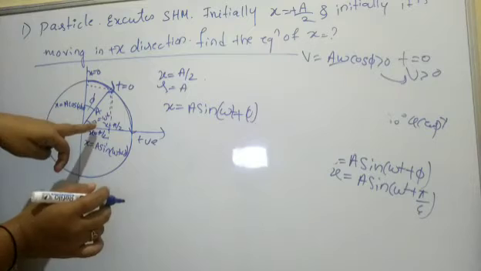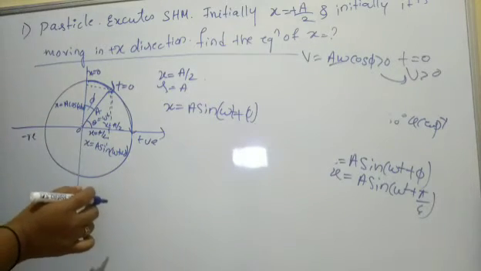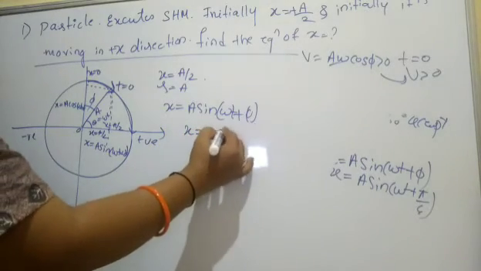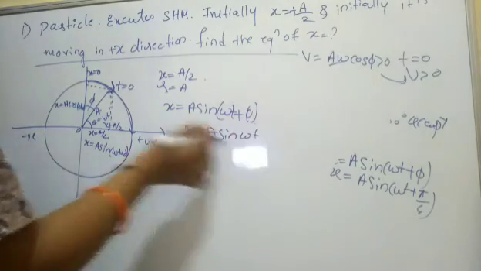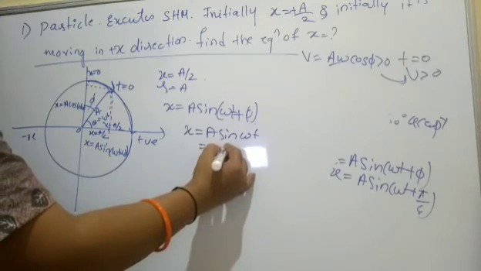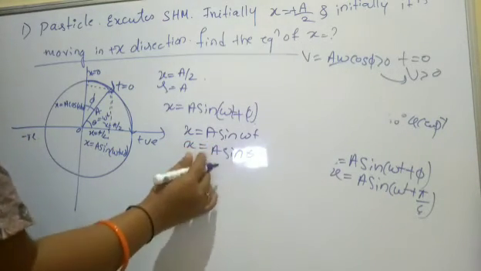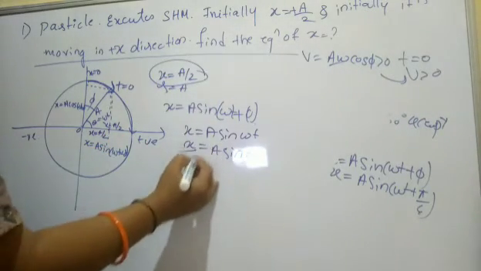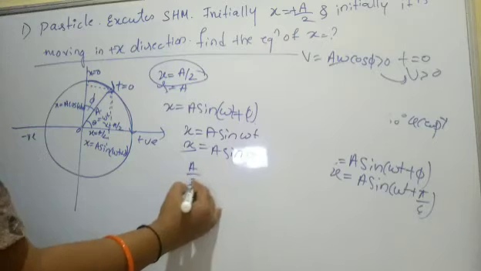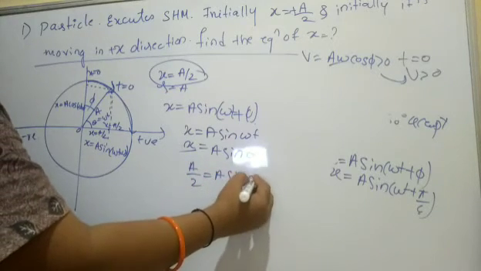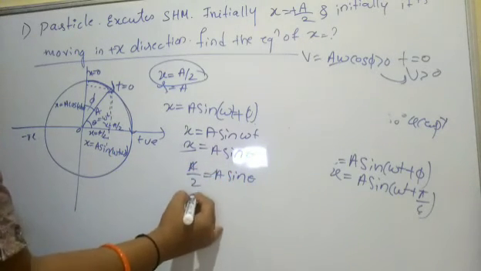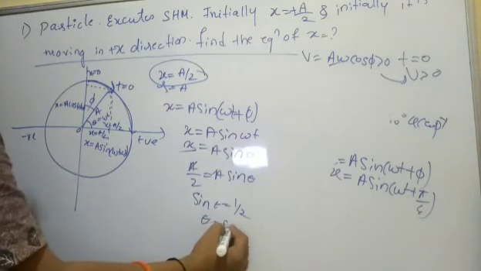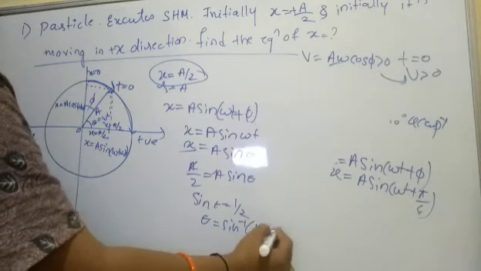Now let us find theta first. We don't know the theta value also, but it is moving in a positive direction. Let us find theta first. A sine omega t, omega t is nothing but theta here. I will write it again: x is equal to a sine theta, where x is given as a by 2. Just place it here: a by 2 equals a sine theta. So a gets cancelled. So sine theta is equal to 1 by 2. So theta is equal to sine inverse of 1 by 2, which is 60 degree.